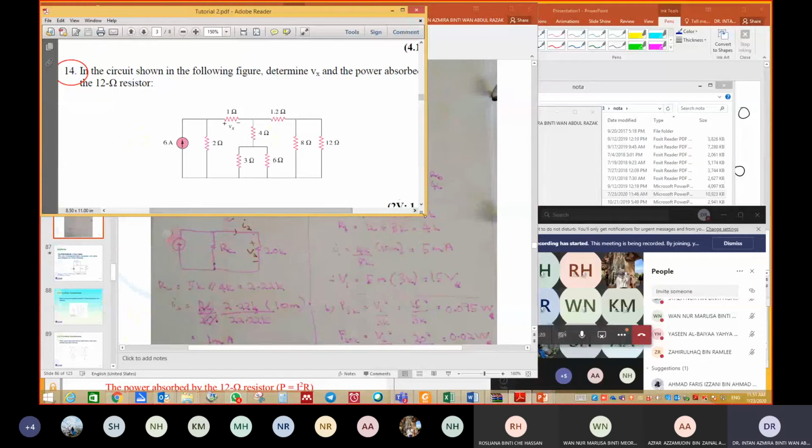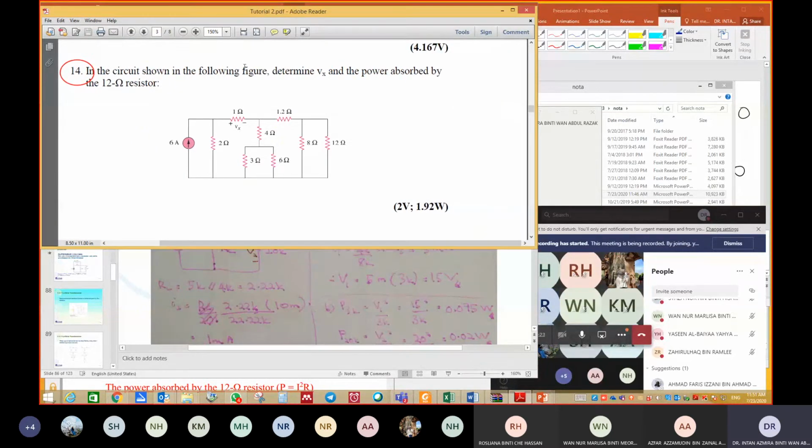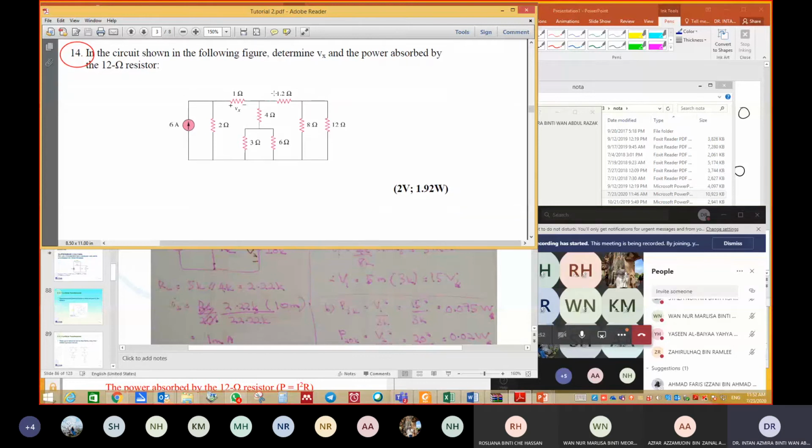Okay, for example, this tutorial number 14, determine Vx. How to find Vx? Vx can be found by using current divider principle. Because we have 6 ohm here, this 6 ohm supply to 2 ohm and this. But first you have to simplify this portion.